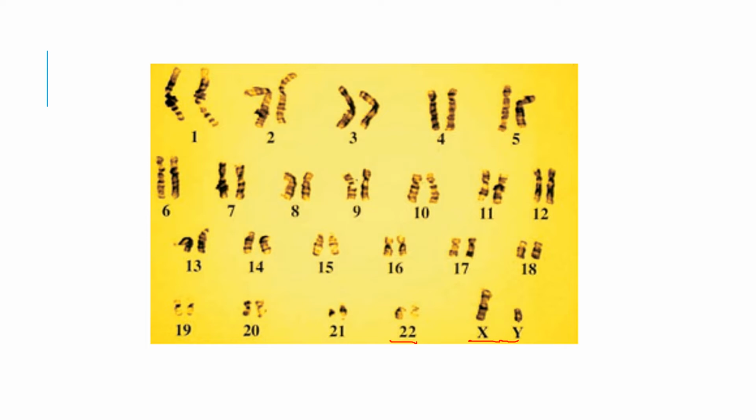Karyotype assembly can now be speeded and automated by computerized image analysis. Pairs are known as autosomes. The two unmatched chromosomes in this male karyotype are called sex chromosomes, because they determine the sex of the individual.